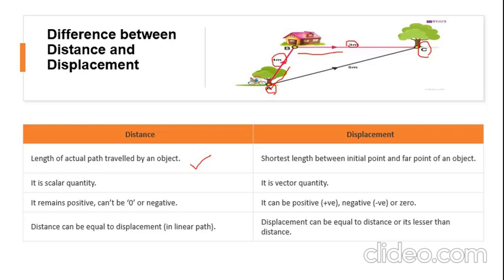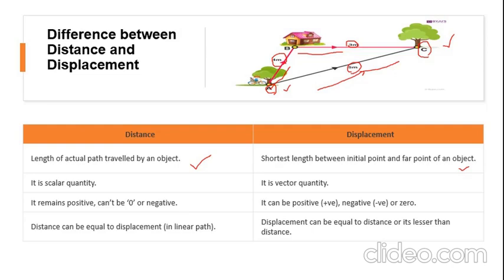The actual length covered by an object is called distance. And what do you mean by displacement? The shortest length between the initial point and the final point. What is the shortest distance? A is your initial point and C is your final point. What is the shortest distance between these two points? Yes, this is 5 meters. So the shortest length between the initial point and the final point is called displacement.